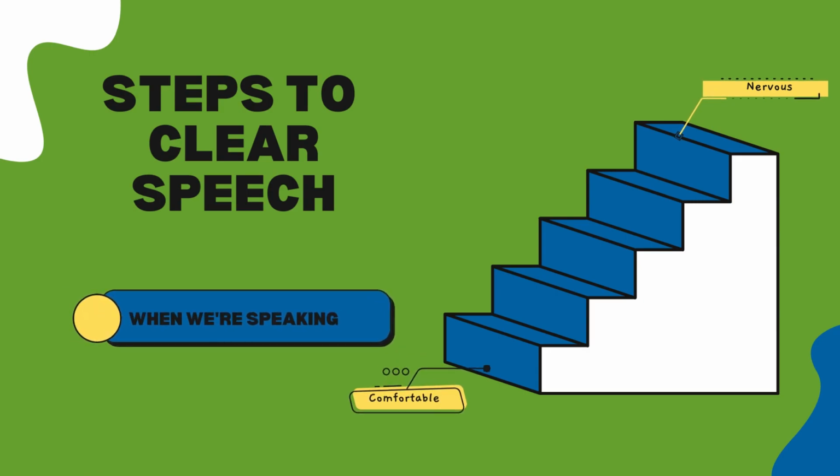The last set of stairs describes when we're speaking. Again, these steps are often individualized and depend on the specific person. An example might be it's easiest to use clear speech when you're comfortable and becomes more challenging when you're nervous. Similarly, it might be easiest to use clear speech when you're rested and becomes more challenging when you're tired.